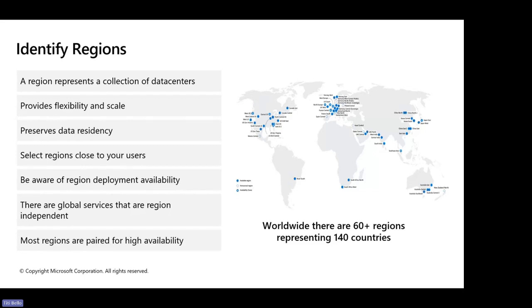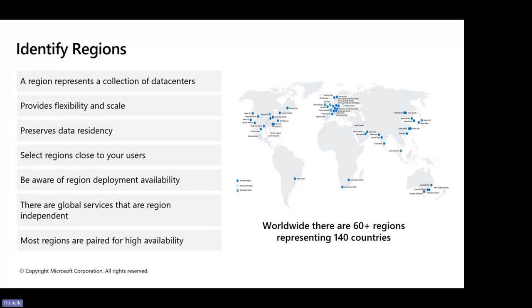Those are different regions where Microsoft data centers are located, right? So in a nutshell, a region represents a collection of data centers that provide flexibility and the ability for organizations to scale their infrastructure or their services across multiple regions or across geography by leveraging the region.